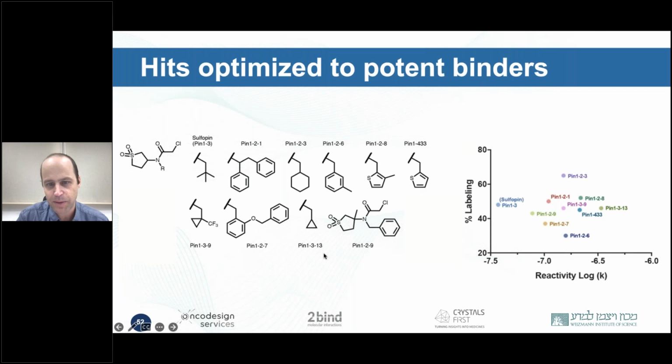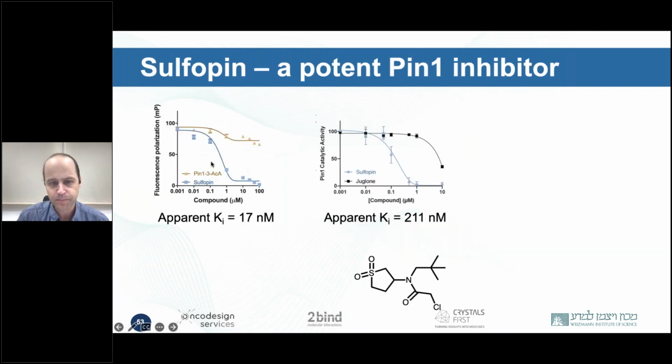I'll spare you the optimization campaign, and here are just the top side chain, top labeling compounds, basically. And here you can see that if we compare on the x-axis the intrinsic thiol reactivity of these compounds to their ability to label PIN1, we don't see any correlation. The fact there's no correlation means that what matters for labeling is their reversible recognition, and they're not dominated by their thiol reactivity. For this reason, it's always best to choose the lowest reactive hit, and we chose PIN13, or as we named it, sulfopin, which has this tert-butyl side chain.